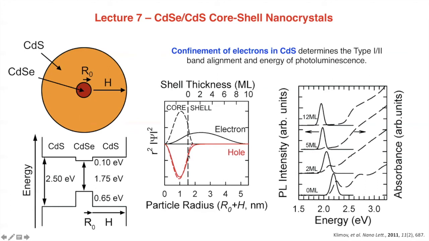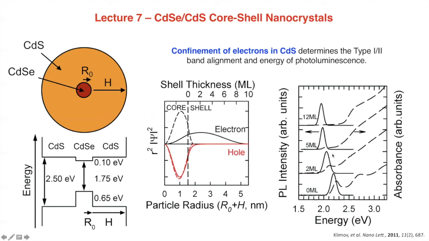So here are radial distribution functions plotted for the hole in this architecture. Again, the hole preferentially rests on the cadmium selenide, and the electron is now spreading out over the whole crystallite. And so this is plotted as particle radius here, from 0 to 1.5 nanometers is that core, and the rest of this is the shell, the dimensions of which are given the label H.